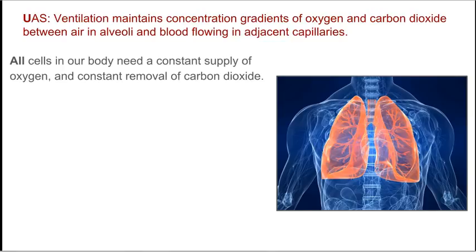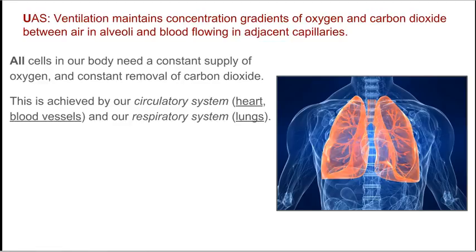The theory behind this is that all cells in our body need a constant supply of oxygen and the constant removal of CO2. This is achieved by our circulatory system working with our respiratory system. So this is 6.2 and 6.4 of our textbook working together. We're looking here at the heart and blood vessels and also the lungs.